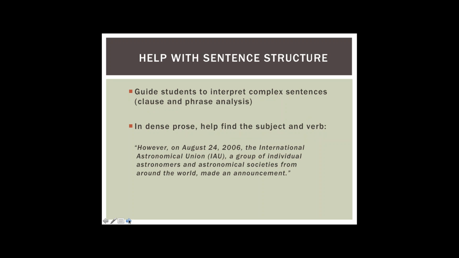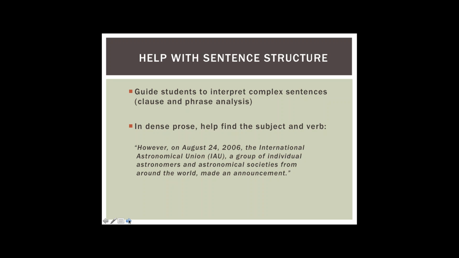And so I've got this example from, in fact, one of our 5th grade books at McGraw-Hill. "However, on August 24th, 2006, the International Astronomical Union, IAU, a group of individual astronomers and astronomical societies from around the world made an announcement." My hunch is that with that sentence, because of its length, because of all of the different commas and embedding that's going on there, because of the numbers and the letters and so on that are there, the parentheses, these kids are often not going to get the meaning of this sentence. Unlike vocabulary, I wouldn't argue for pre-teaching a sentence like that, however.